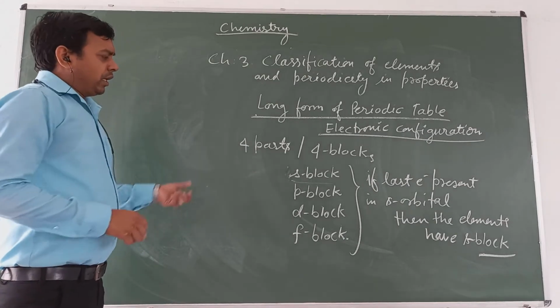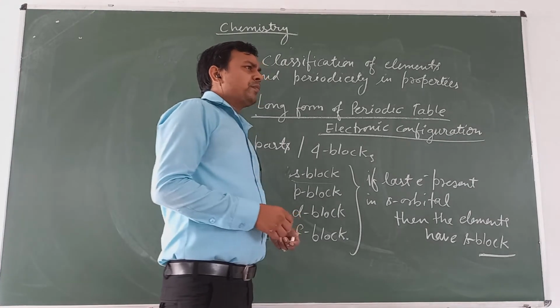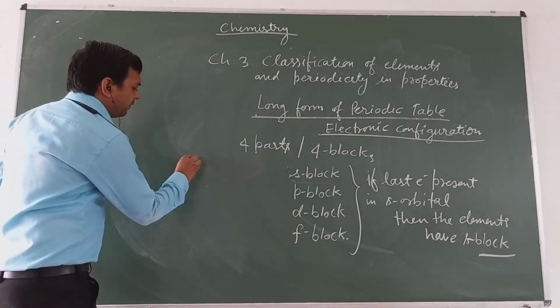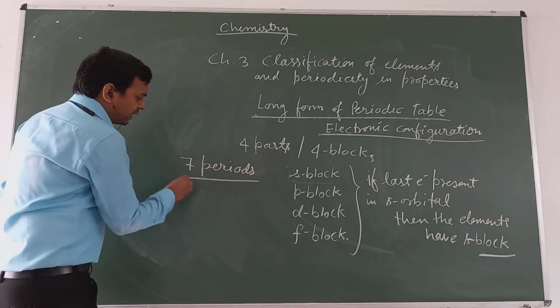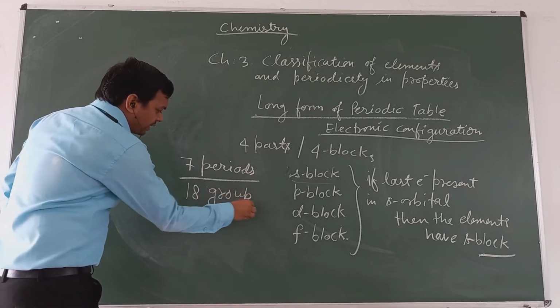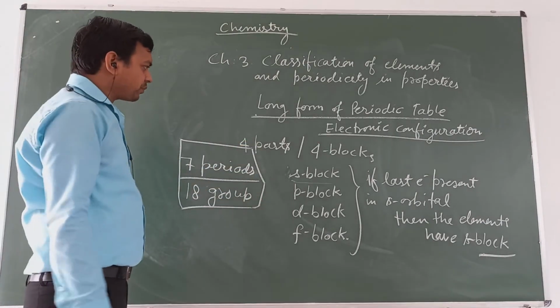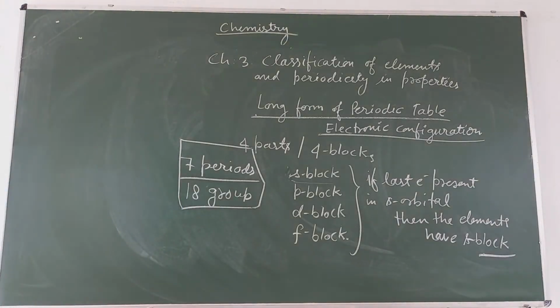So the long form of the periodic table contains 7 periods and 18 groups. The long form of the periodic table contains 7 periods and 18 groups.